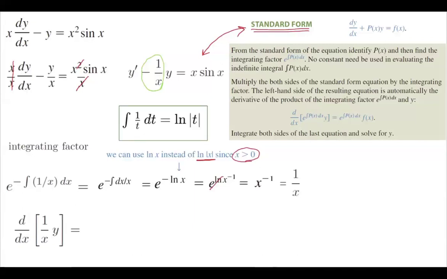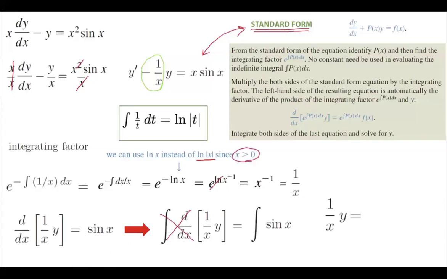Now, following the reverse of product rule, the rate of change with respect to x of the integrating factor times y is equal to sine x. If you take the integral of both sides, the integral and the rate of change get cancelled out. You get 1 over x times y equals the integral of sine x with respect to x, which is negative cosine x, plus c.